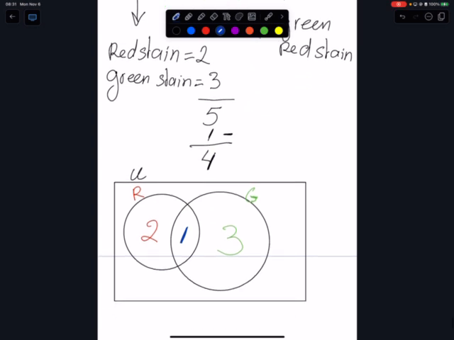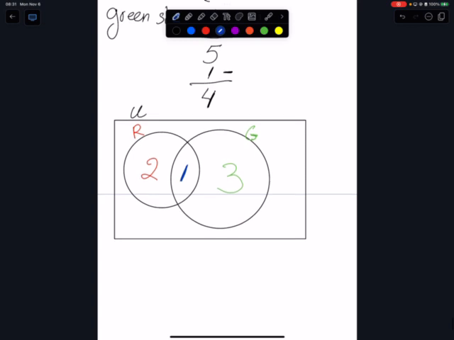So how many shoes do I have total? I have 2 plus 3, subtract the 1 that has been counted twice. Meaning I have 5 minus 1, and the answer equals 4.